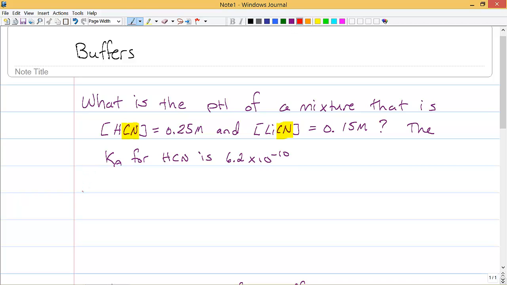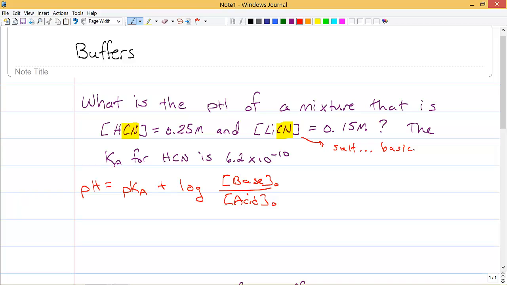Well, we know the Henderson-Hasselbalch equation says that the pH of our system is equal to the pKa plus the log of our base concentration divided by our acid concentration. And these aren't just any old concentrations, they're our initial amounts. And so we have to realize that our acid is obviously the 0.25 molar HCN, and this is a salt, but what kind of salt is it? It's a basic salt. So that's playing the role of our base. So all we have to do is plug in our numbers.